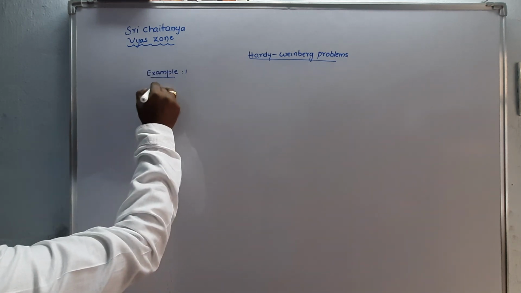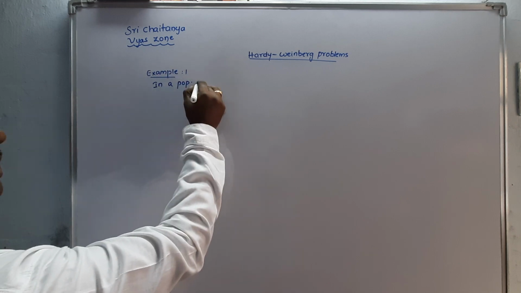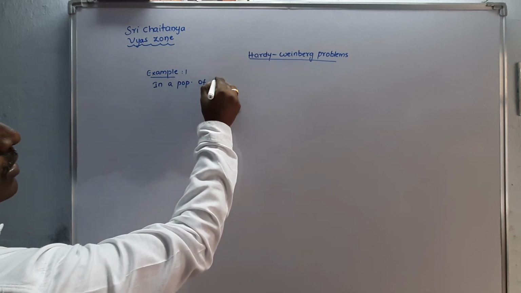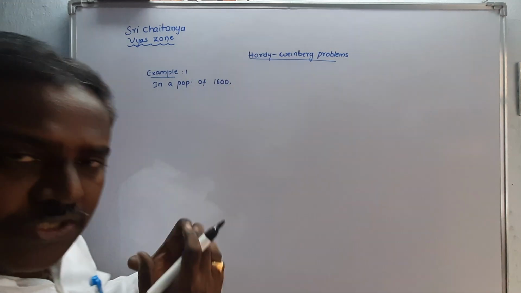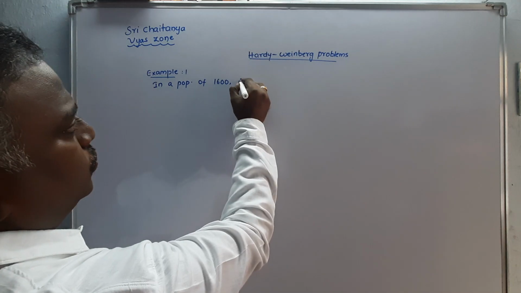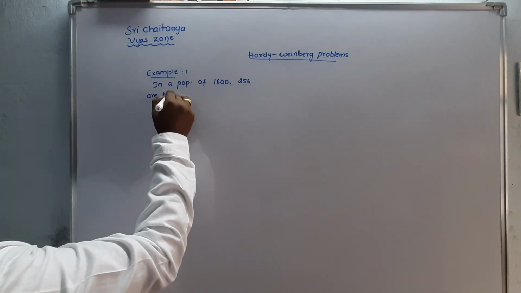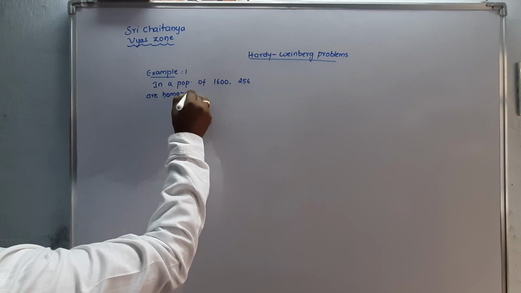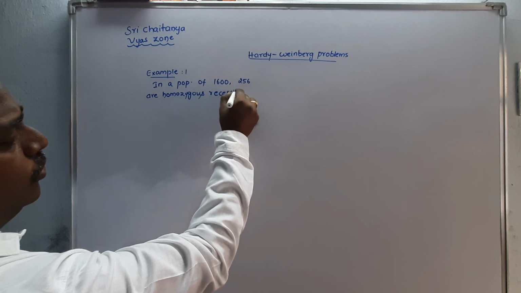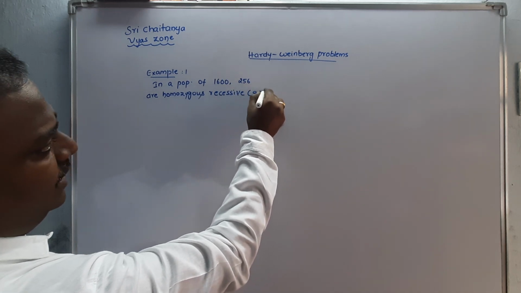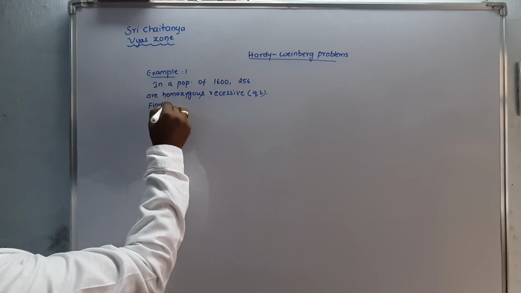Let us take a population in Hardy-Weinberg equilibrium. In a population of 1600 individuals, 256 are homozygous recessive. I think everybody knows that homozygous recessive is nothing but q square. Then find out the homozygous dominants.